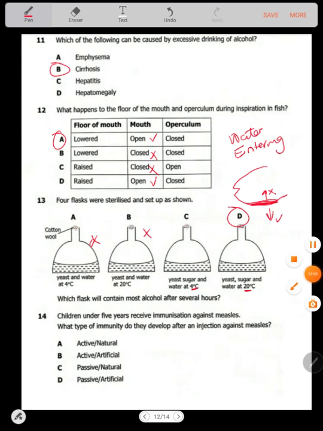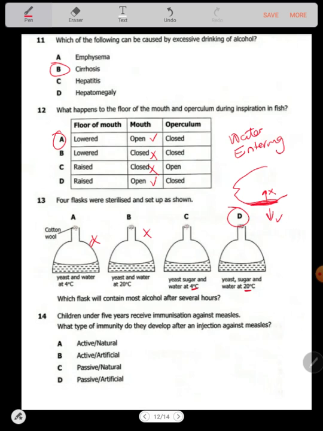Children under 5 years receive immunization against measles. What type of immunity do they develop after an injection against measles? Now, immunization is active immunity.